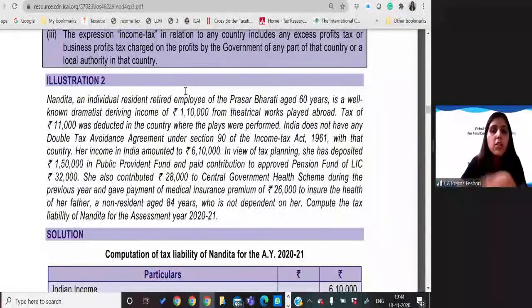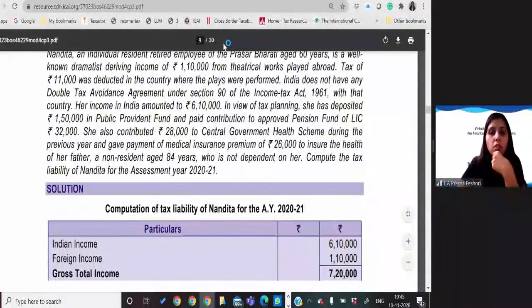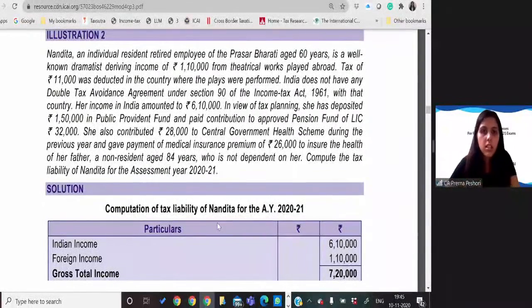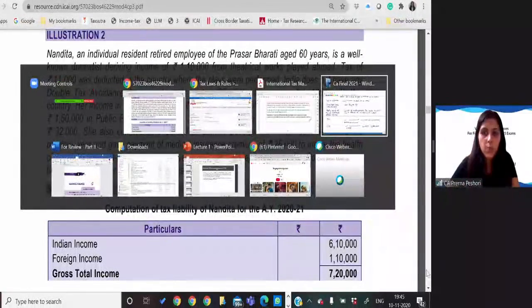In view of tax planning, she has deposited 1,50,000 in PPF and made a contribution to the approved pension fund of LIC of 32,000. She also contributed 28,000 to the central government health scheme during the previous year and paid a medical insurance premium of 26,000 to ensure the health of her father, a non-resident aged 84 years, who is not dependent on her. Compute the tax liability of Nandita for the AY 2021. So how will we do it in this case? Let's see. Let's solve this one sum together.